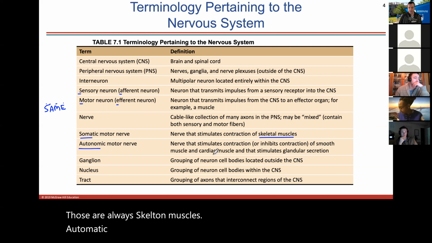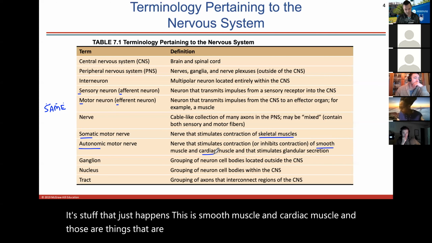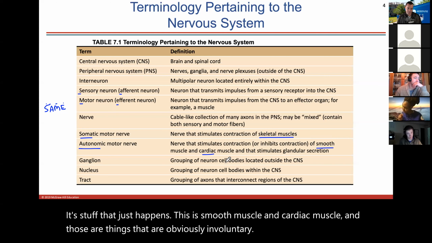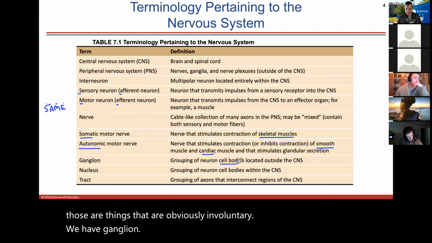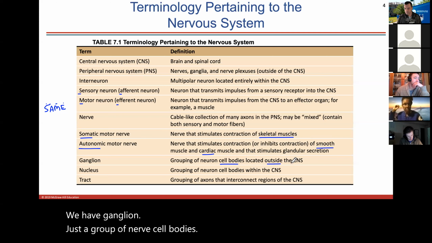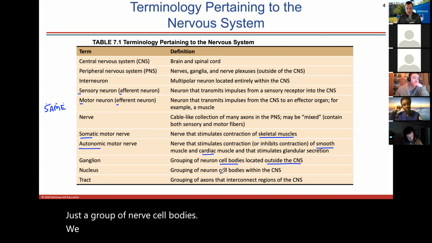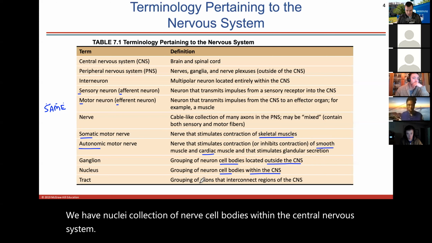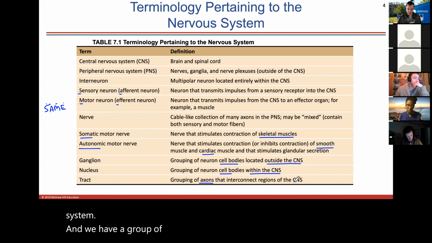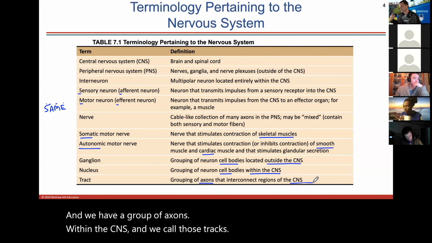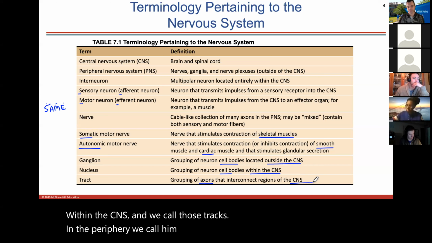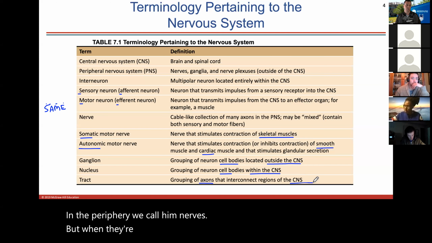Autonomic is stuff that just happens. This is smooth muscle and cardiac muscle, and those are things that are obviously involuntary. We have ganglion, just a group of nerve cell bodies. We have nuclei, a collection of nerve cell bodies within the central nervous system. And we have a group of axons within the CNS, and we call those tracts. In the periphery, we call them nerves. But when they're running through the spinal cord, we refer to those things as tracts.